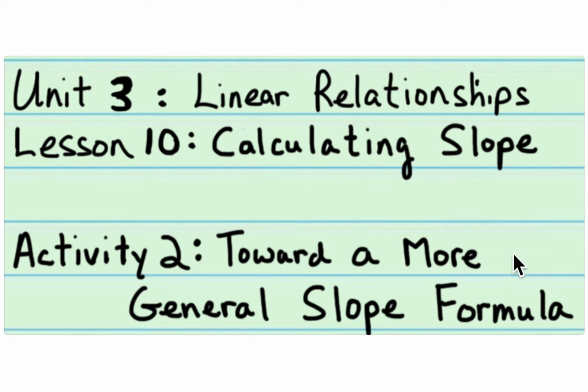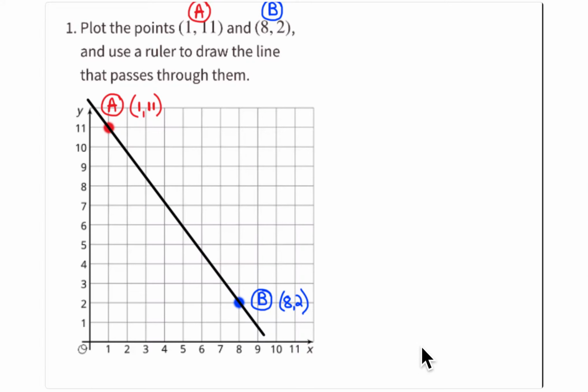So hopefully after that very long launch, you will find this activity a little bit easier to follow. This is activity 2, toward a more general slope formula. So they just give you 2 points.